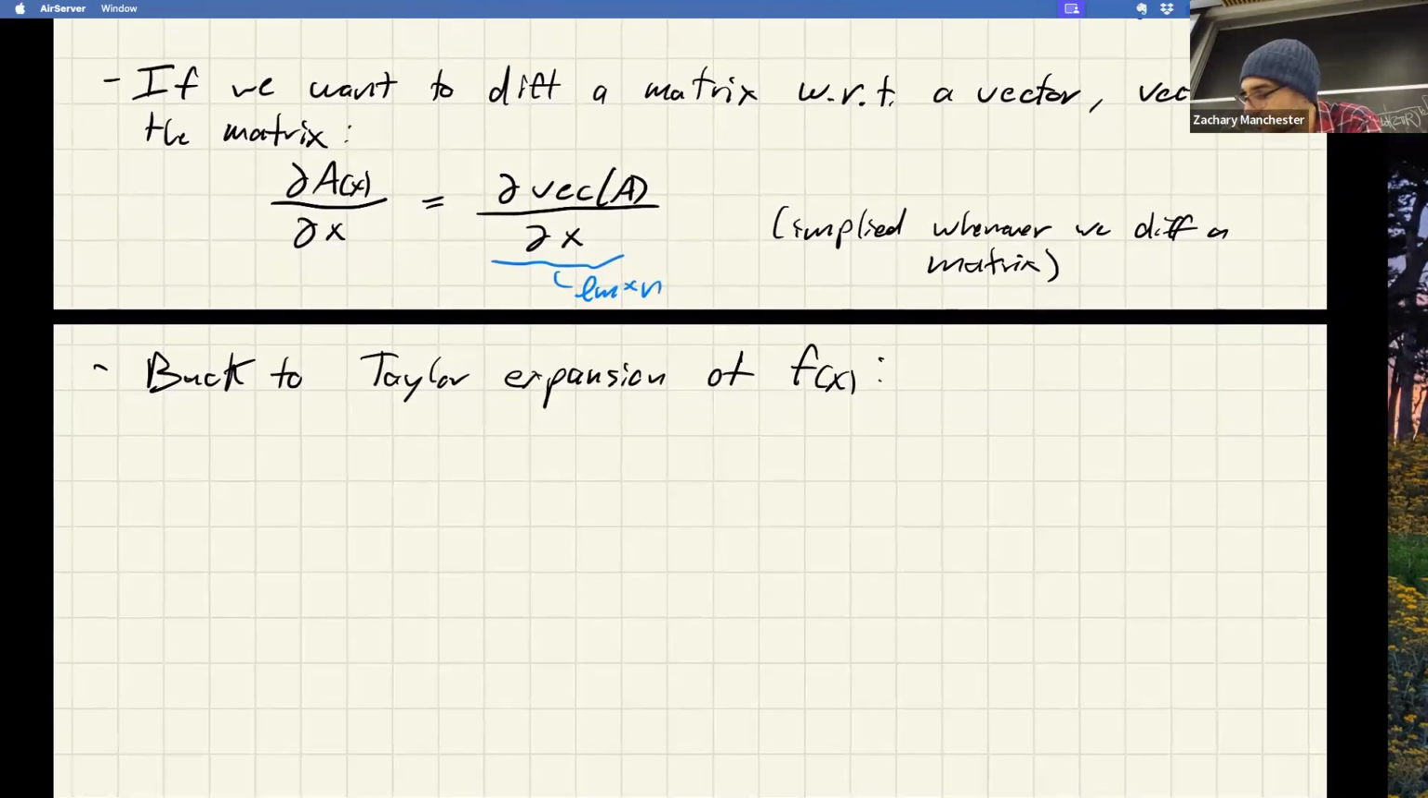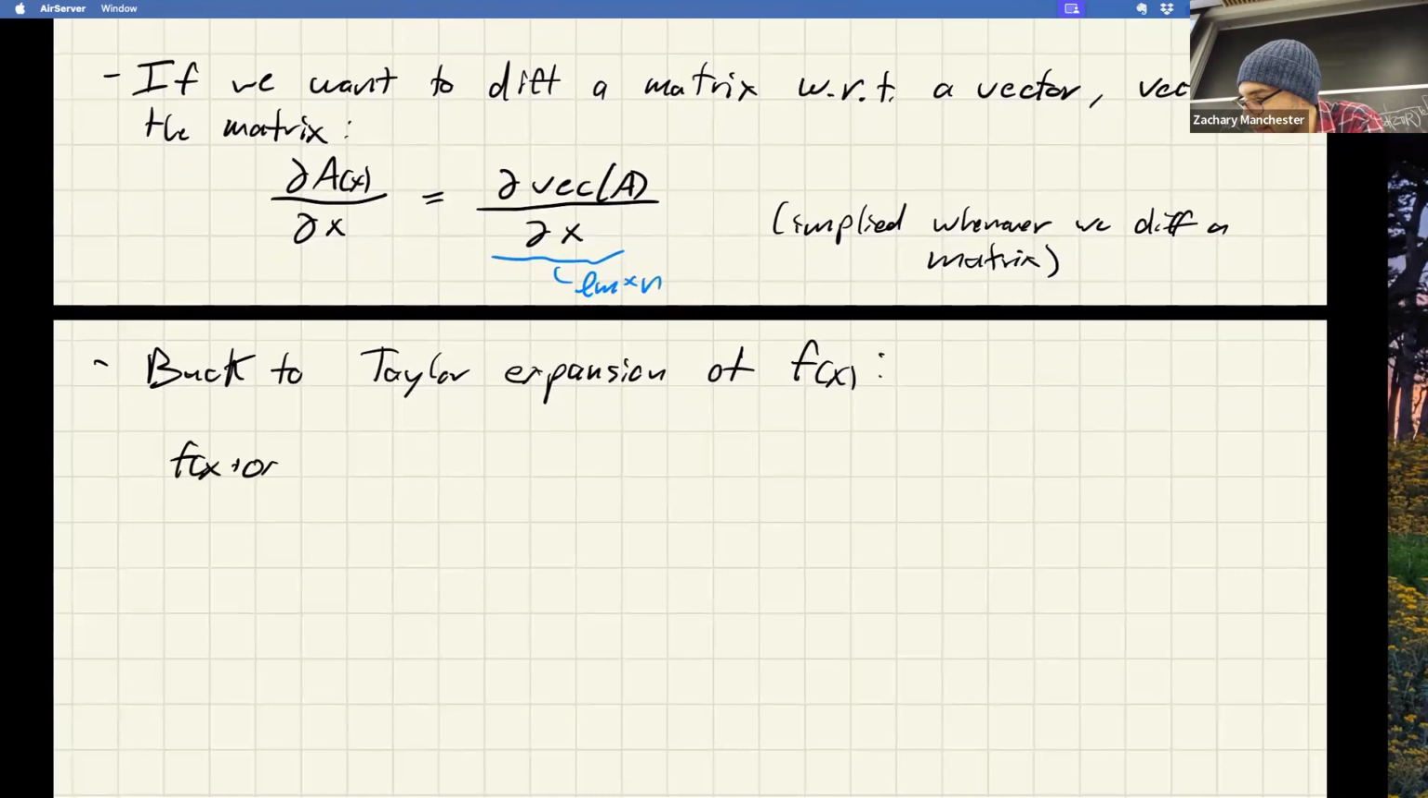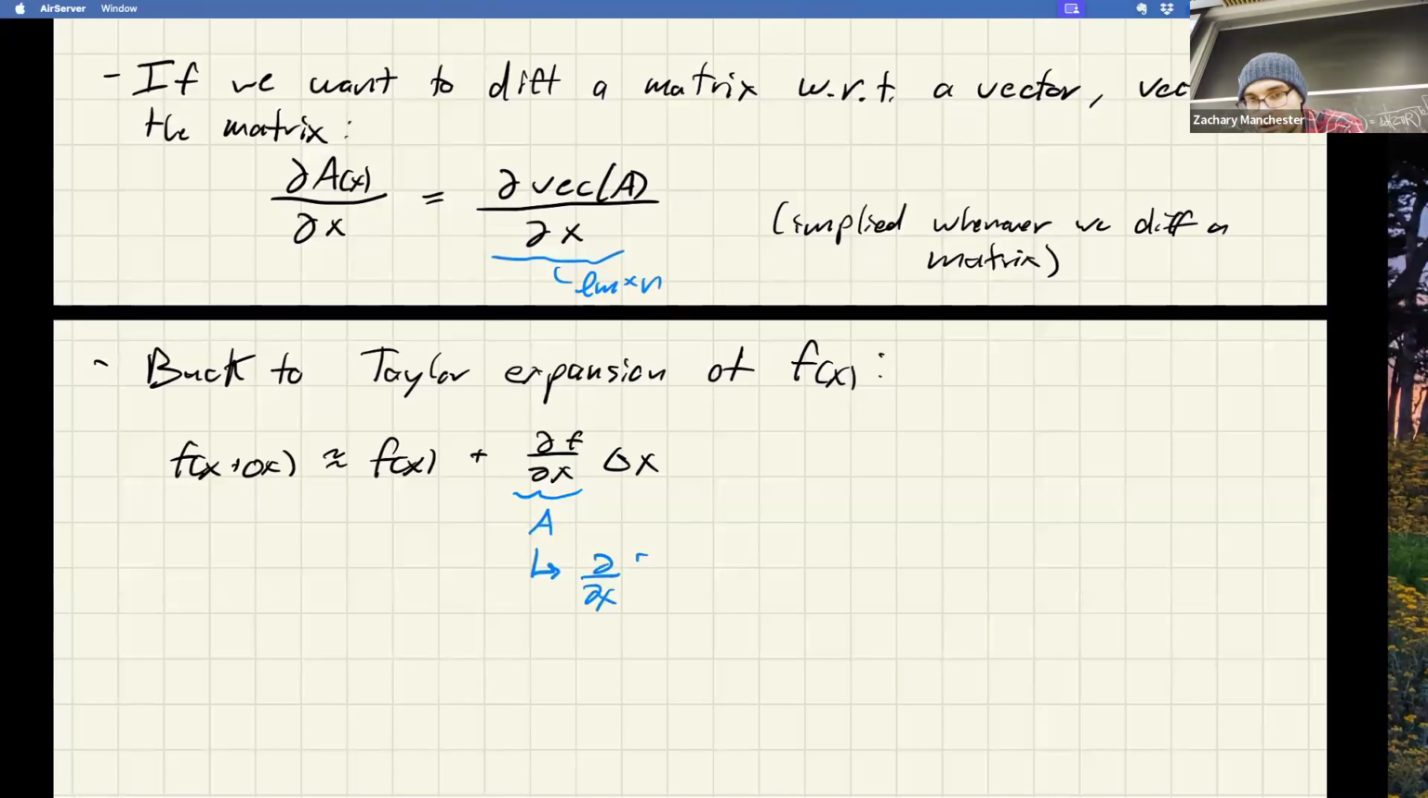Okay, so we got f of x plus delta x, approximately f of x plus df dx times delta x. We call this guy A, like assuming this is our dynamics, right? I'll take a little detour here. What we're going to do here is take d/dx of, we're going to vectorize the whole thing, but the way you get this is by looking at it like I times A of x times delta x.